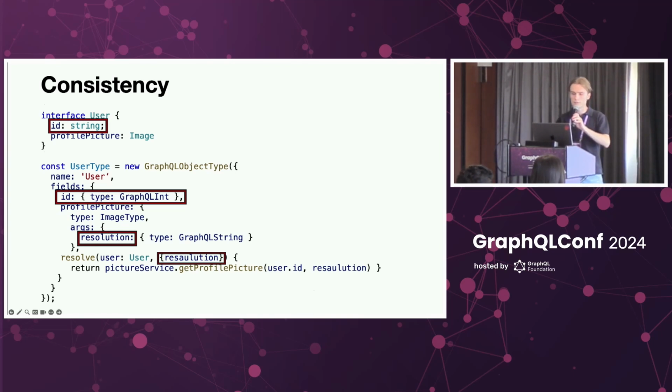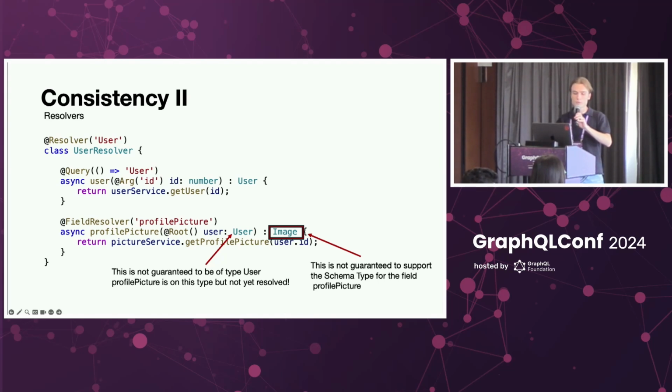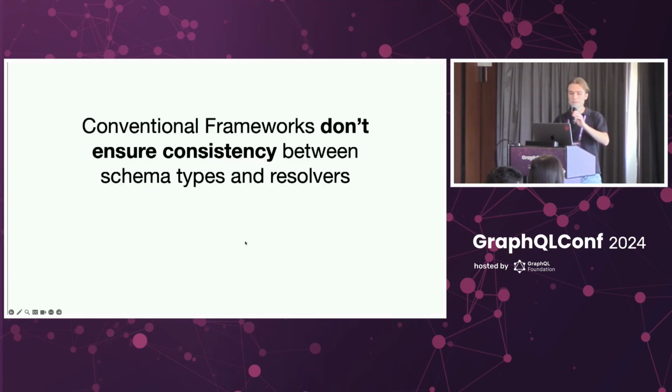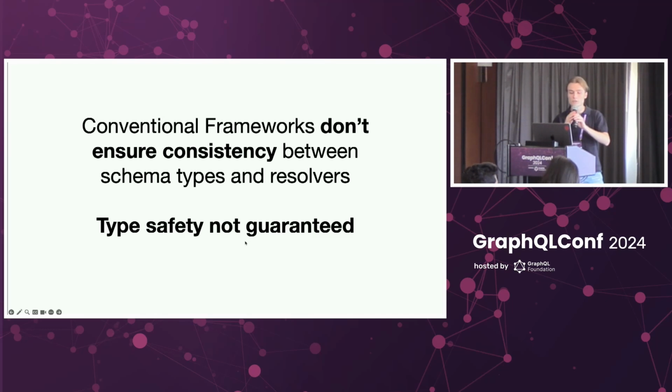In a different example, we have a user resolver that is also schema first, like the example I showed before, and there are additional cases for inconsistency. So for the profile picture field resolver, for example, there's no guarantee that the image type you chose over here as the return type is actually representing the image type in the GraphQL schema. And there's no guarantee that the root type of user is actually representing the root type that you're getting in this resolver. Because it's not connected, it's just something you write over there. The true source of truth is in the GraphQL schema. And this is one of the big problems of conventional GraphQL frameworks. They don't ensure consistency between schema types and resolvers, and thus type safety is not guaranteed.